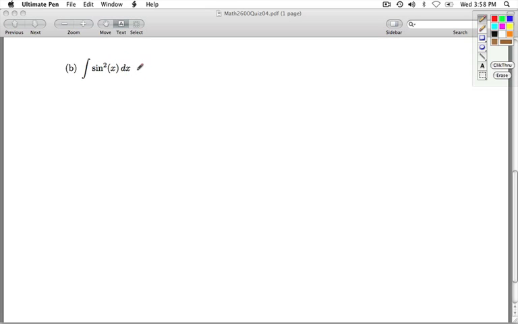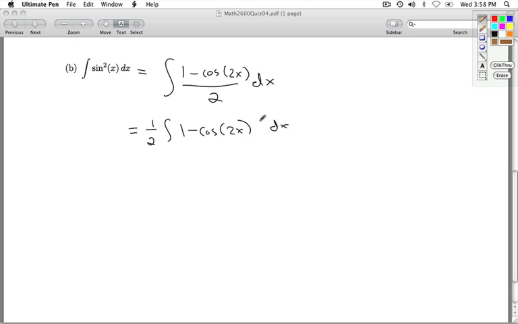So in this case, we have to use our double angle identities from calculus or from trigonometry. Sine squared of an angle is the same as 1 minus cosine of twice the angle, over 2. And so I can factor the 1/2 out front. And we're back into a Calc 1 integral.